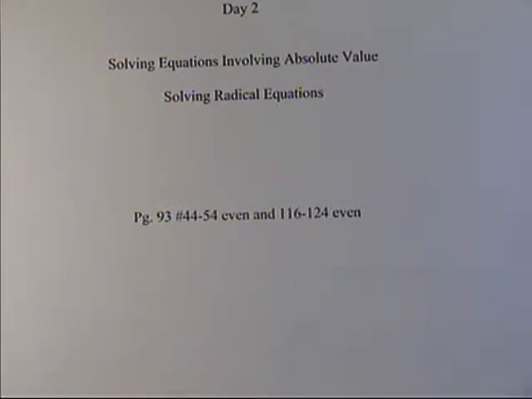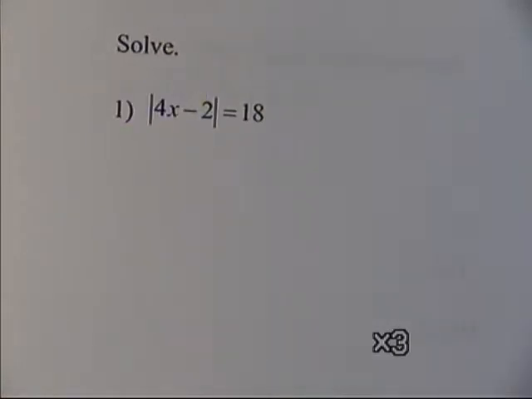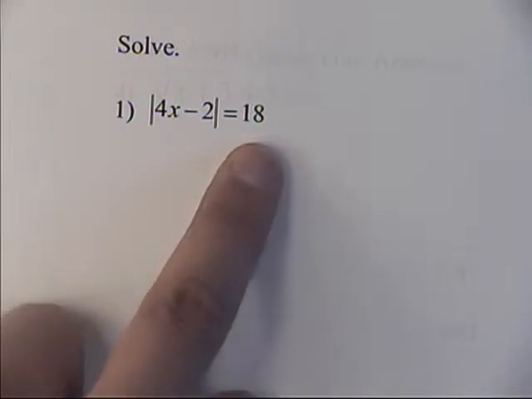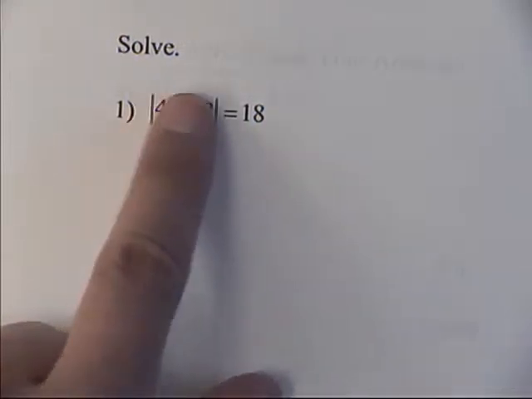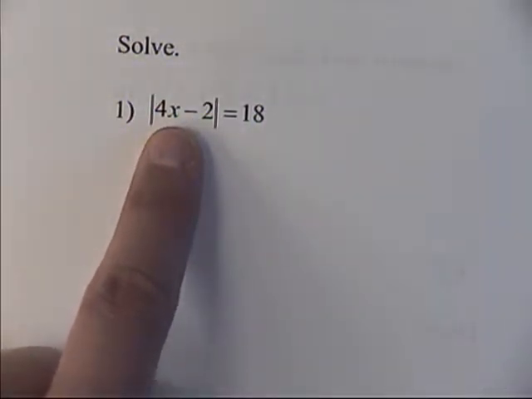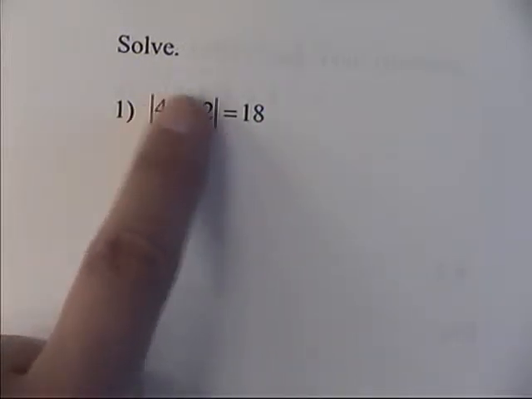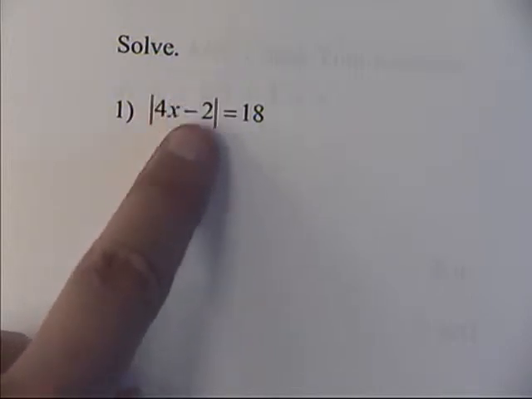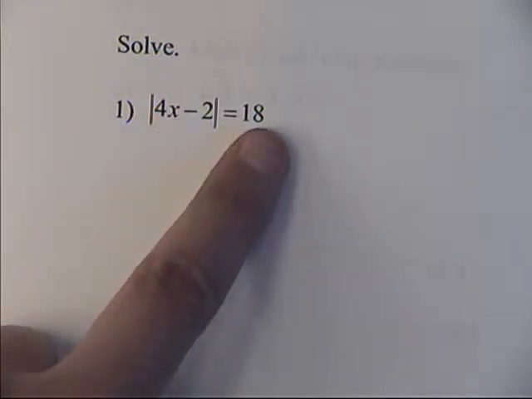Okay, in solving absolute value equations, basically what they're saying is that this number, whatever it happens to be, the absolute value of it is 18. So this number itself that's represented by this expression 4x minus 2, this could be 18, whose absolute value is 18, or this could be negative 18, whose absolute value is 18.